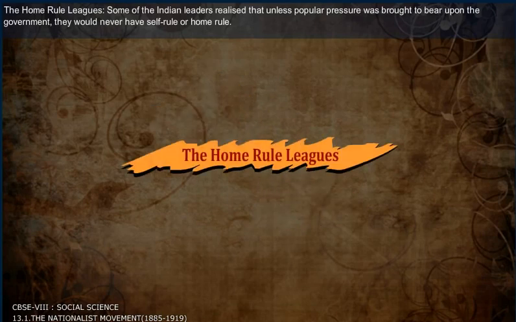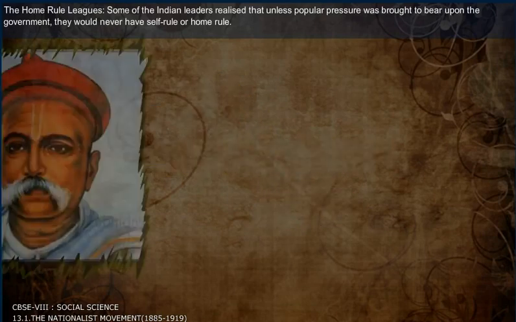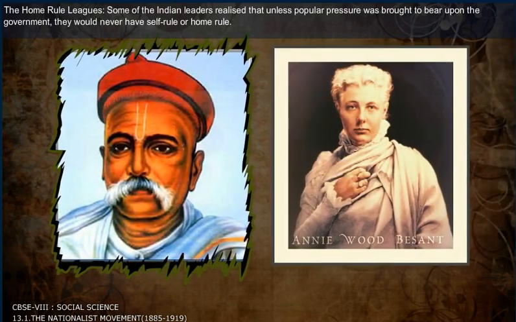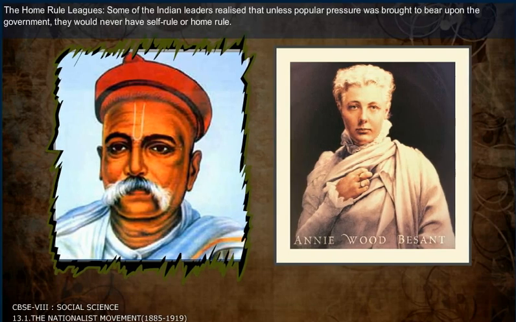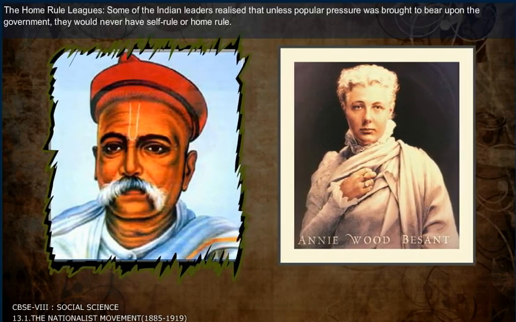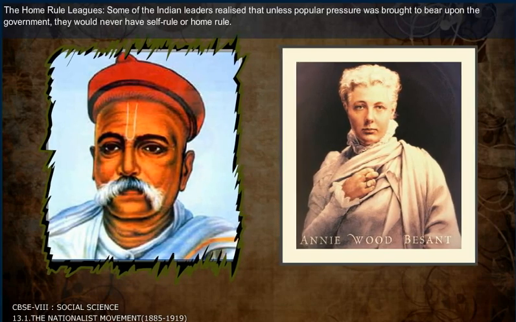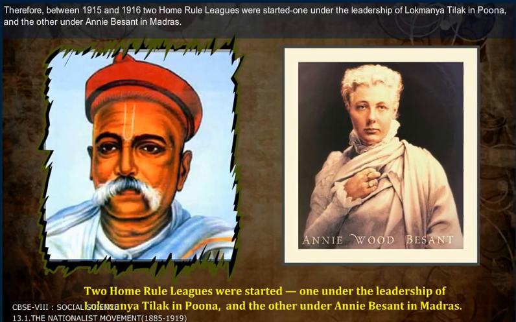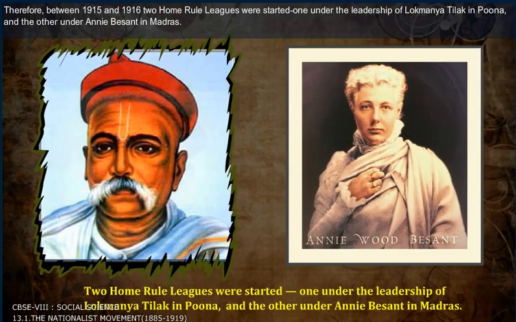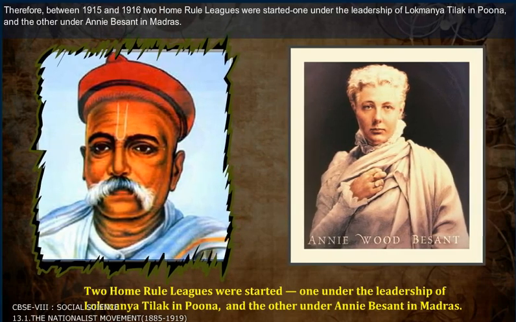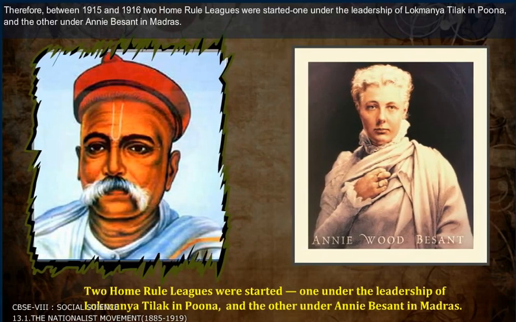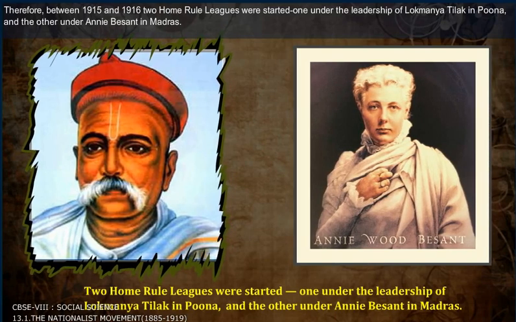The Home Rule Leagues. Some of the Indian leaders realized that unless popular pressure was brought to bear upon the government, they would never have self-rule or home rule. Therefore, between 1915 and 1916, two Home Rule Leagues were started, one under the leadership of Lokmanya Tilak in Pune and the other under Annie Besant in Madras.